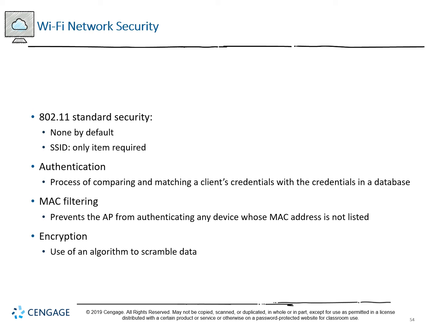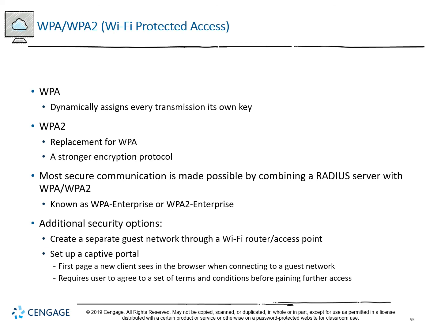802.11 standard security is non-existent by default. The only item that we need to connect to a network is the SSID. Now, if we want to compare for the processes of authentication, we have to have a database in which we can identify a particular client. That's providing a password or an individualized username. We can also use what's called MAC filtering. This is where we whitelist the MAC addresses for devices that we wish to use, and we'll ignore any other requests. We can use encryption to scramble data or make it at least a little bit harder for an outside observer to try and read.